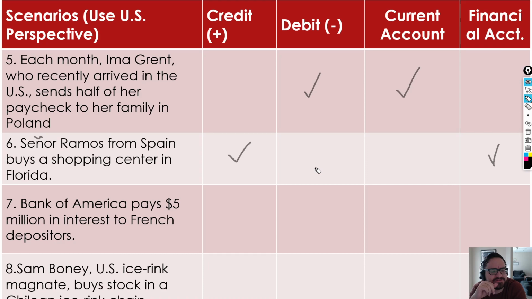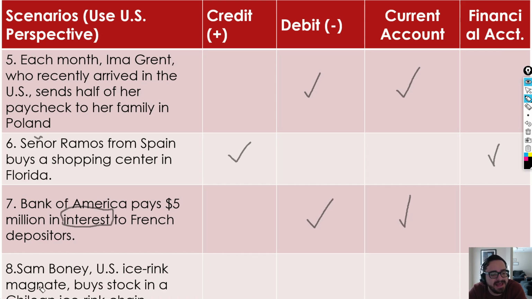Bank of America pays $5 million in interest to French depositors. So the Bank of America is an American bank. Yep. Gives money to French depositors. Okay, that's a debit. Money is leaving us. Interest, whenever it's interest of any kind, that is investment income. So that's current account. And Sam Boney, that should sound like Zam Boney, that is a pun as well.